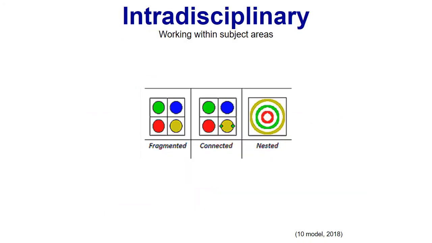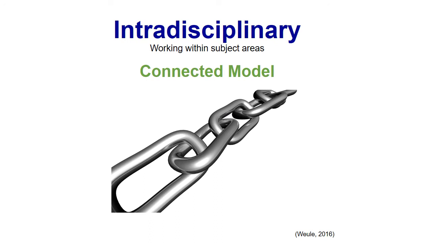I will start by explaining the interdisciplinary approach, which can be portrayed within three different models, including fragmented, connected, and nested. Today, I will be providing further detail on the connected model. The connected model involves learning from within individual subjects and works to connect concepts from one topic to another. While disciplines remain separate, clear connections are created within each subject area, relating one concept or skill to the next.